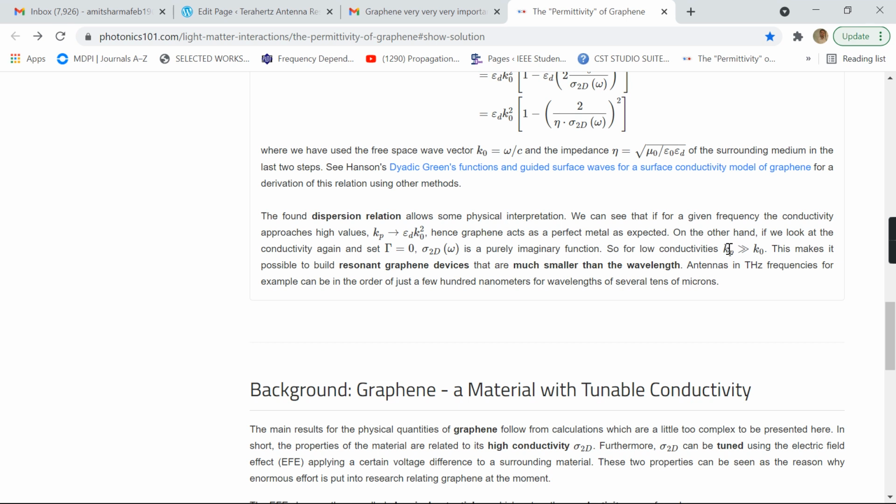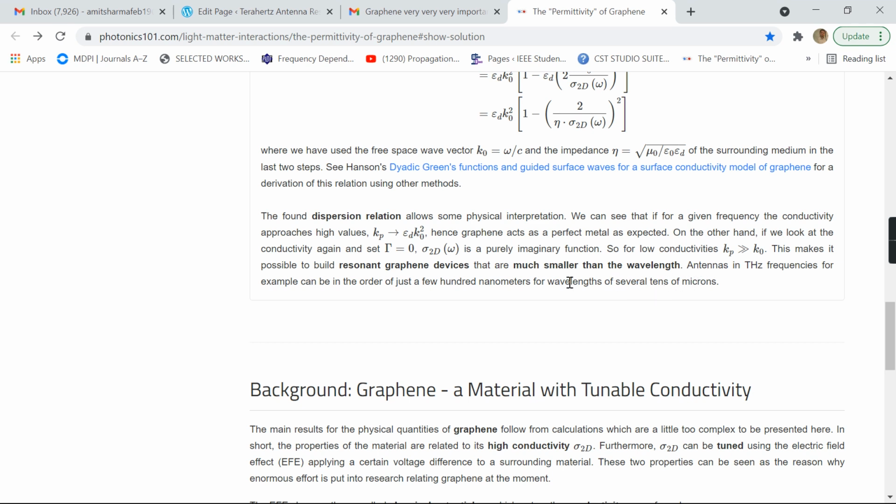But the surface plasmon polariton wave's wavelength, lambda SPP, will be very much smaller than lambda naught. So that's the reason that very small graphene devices, or suppose antennas, can be designed for very large wavelengths. Antennas in terahertz frequencies, for example, can be in the order of just a few hundred nanometers. So they are saying that just a few hundred nanometers can work for wavelengths of several tens of microns.